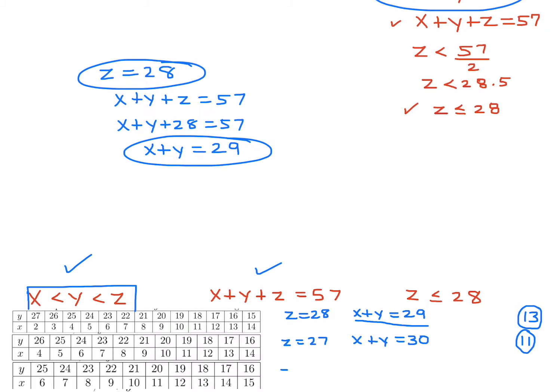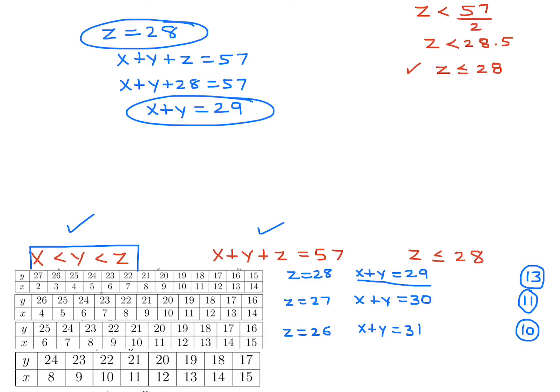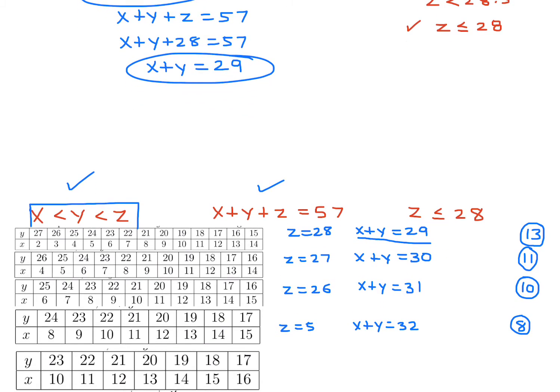The next one is z is equal to 26. Now x plus y will be equal to 31. And again, same thing. We have to ensure that x is less than y and all that stuff. And when we make that table, we get these scenarios, and that gives me an additional 10. Now let's keep going. z equals 25. This time x plus y is 32. And again, I make the table, and this gives me 8. I go to z equals 24, and this time x plus y is 33. And that means we have another 7.